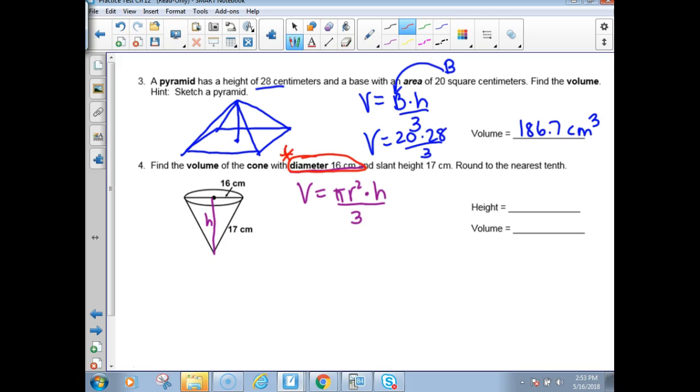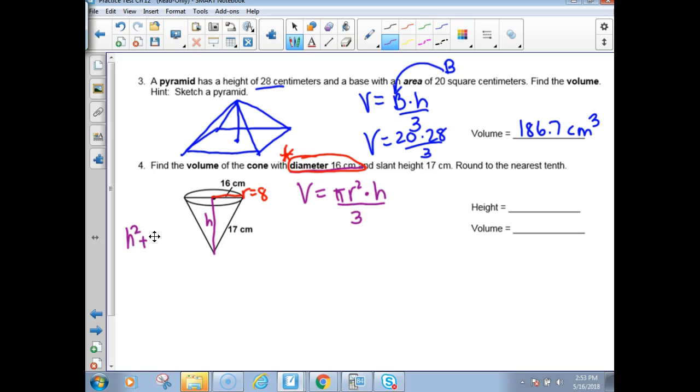Please make sure you read it. The radius then is not 16. R would be 8 because it says the diameter is 16. All right, now that I know that this is 8, this is 17, that would be the hypotenuse, and I need to find the height, which is a leg of a right triangle. I need to do Pythagorean theorem.